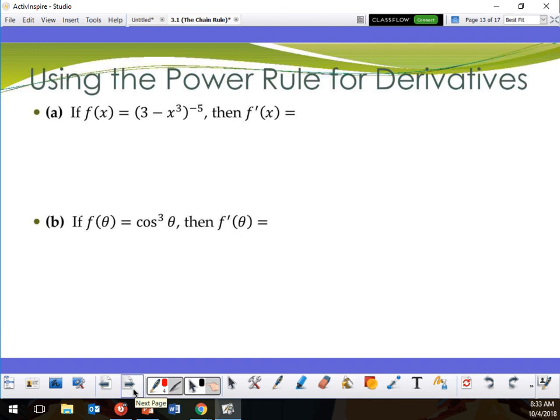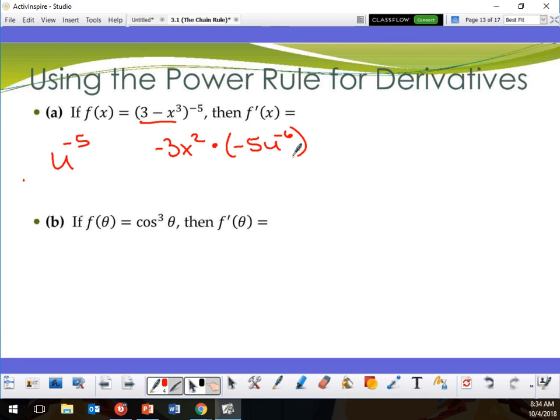Alright, so now same thing. What's the derivative of the inside here? Negative 3x squared. Okay? Times. Now, if you treat all of this, because I already took care of that, as u to the negative 5, right? What's the derivative of that? Okay, so it's going to be negative 5u to the negative 6, right? Yes? What did we say u was? 3 minus x cubed, right?